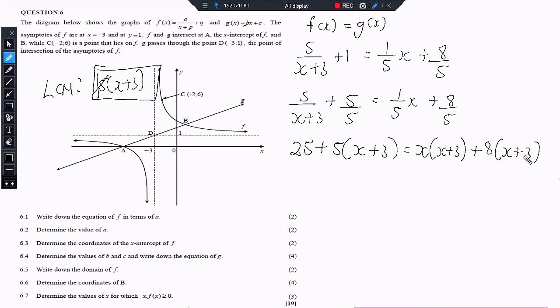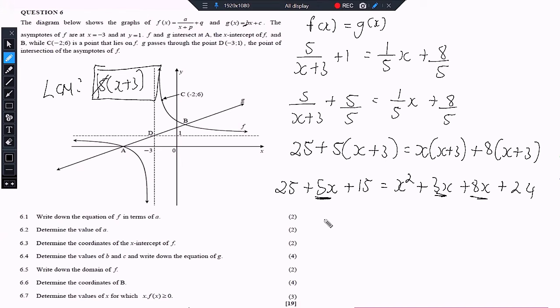So that is just math from your grade 8 and 9, but you also need to really note it there, because that's where a lot of people make mistakes. Okay, now we have 25. And if we multiply inside here, this is 5x plus 15. And then this is equal to x squared plus 3x, and then plus 8x plus 24. Now at this point, we understand that we must collect our like terms.